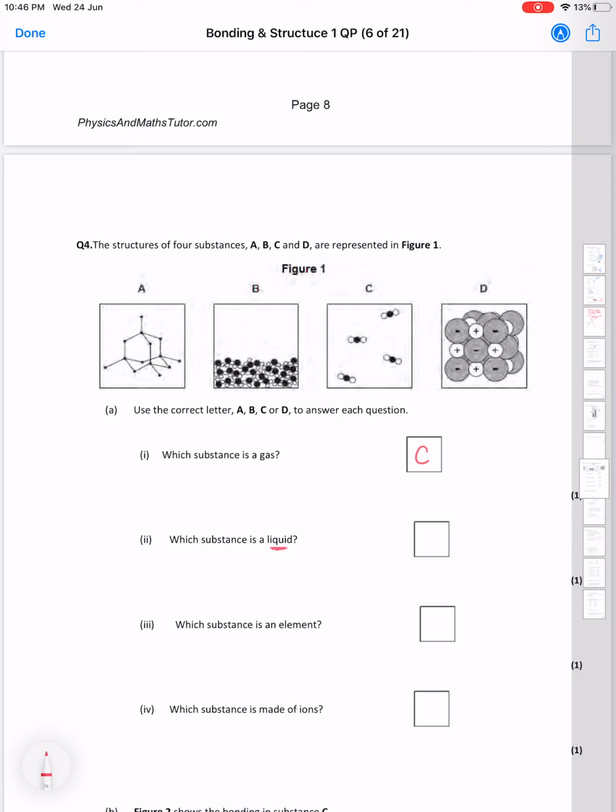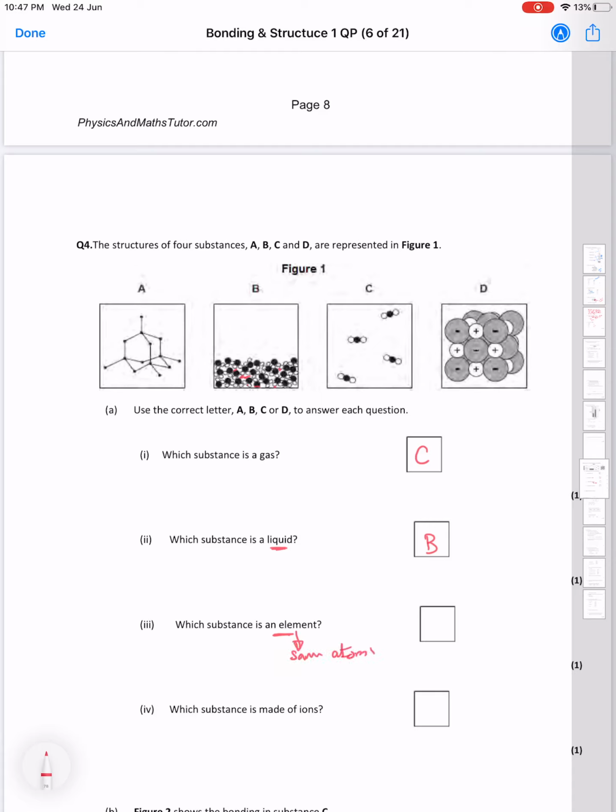Now, which substance is a liquid? I would say B, because as you see, there are still some spaces between the particles, which is a characteristic of a liquid. So I'm going to choose B. Which substance is an element? Element means it all has to have the same type of atoms.